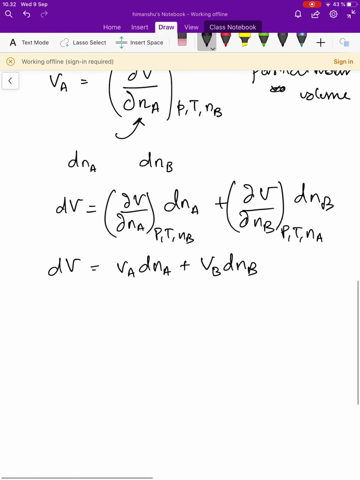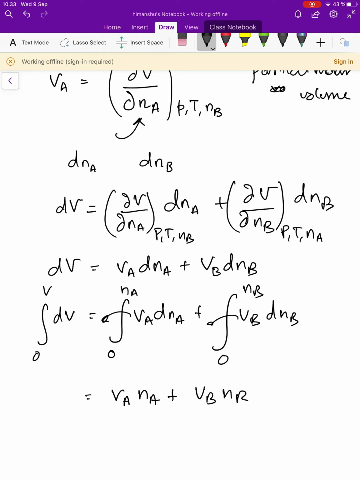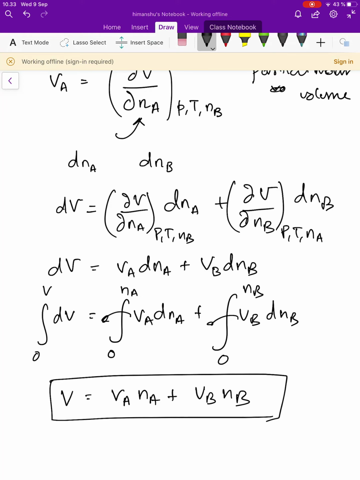One can integrate this from 0 to the total number of moles of A. Remember, here we are keeping the overall composition constant, so these two can come out of the integral, and then you have this. This is how you define the total volume of the mixture.